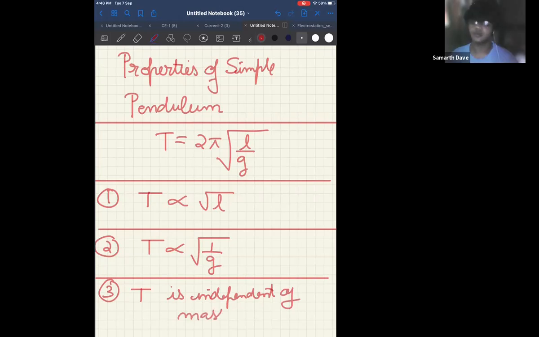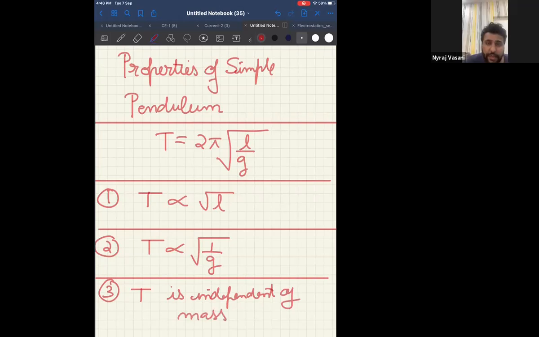Independent of the mass of the bob. Why? Because it is not there in the formula. I'll tell you why this point is important. Because in olden days, people thought if I make a pendulum out of rock or if I make a pendulum out of paper, they thought rock being heavier will take more time and paper, since it is very light, will oscillate faster. But the actual answer is that the time period does not depend on the mass. That means I can make a pendulum out of any substance. My time period won't be affected.